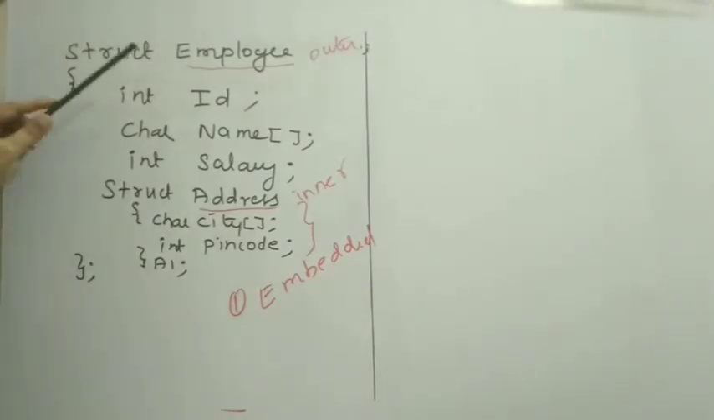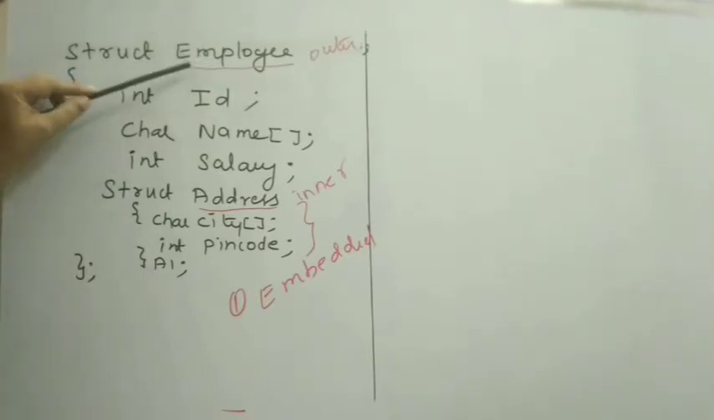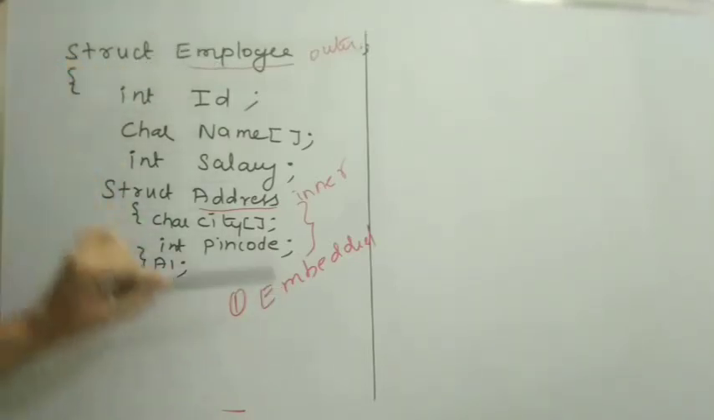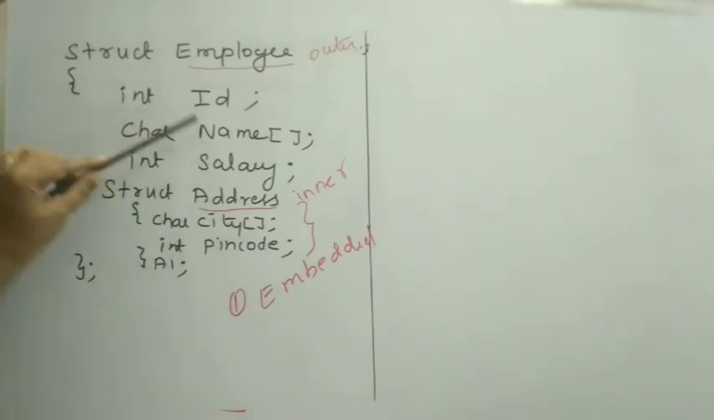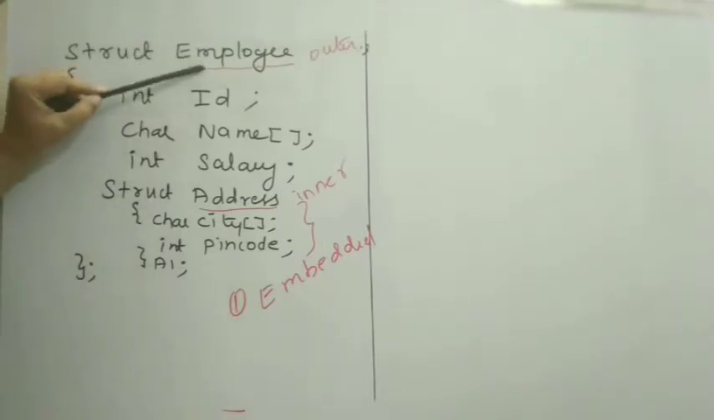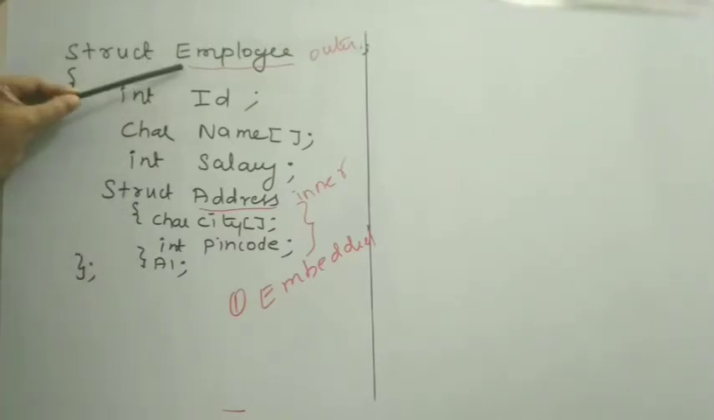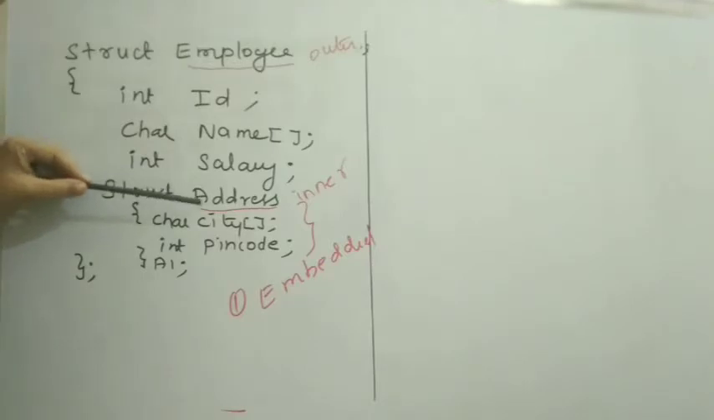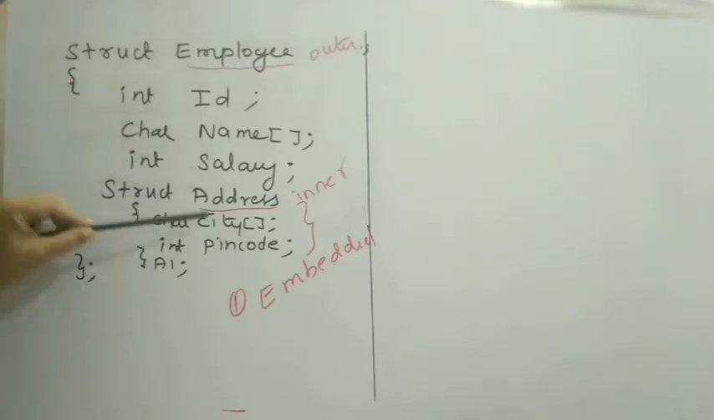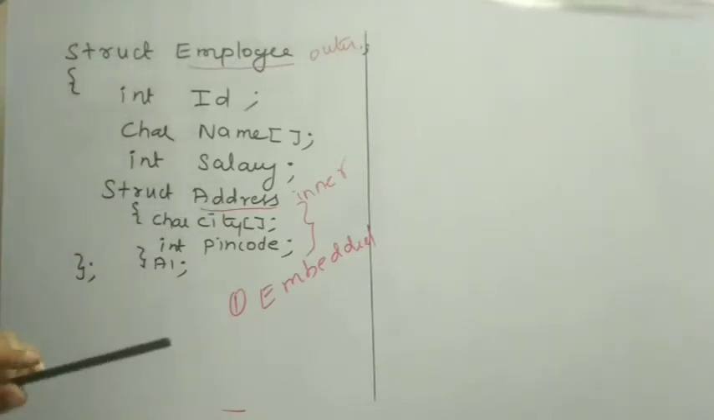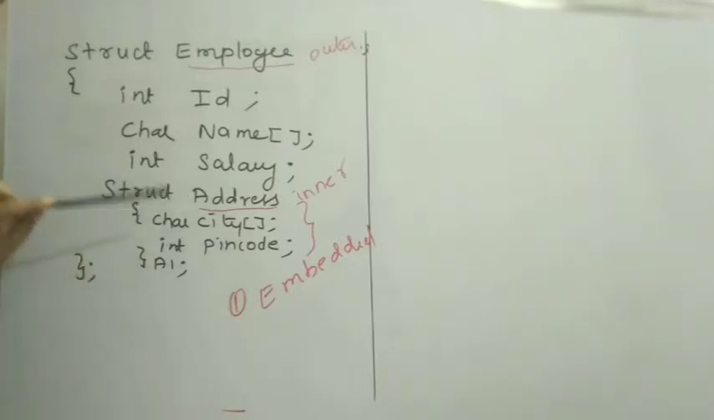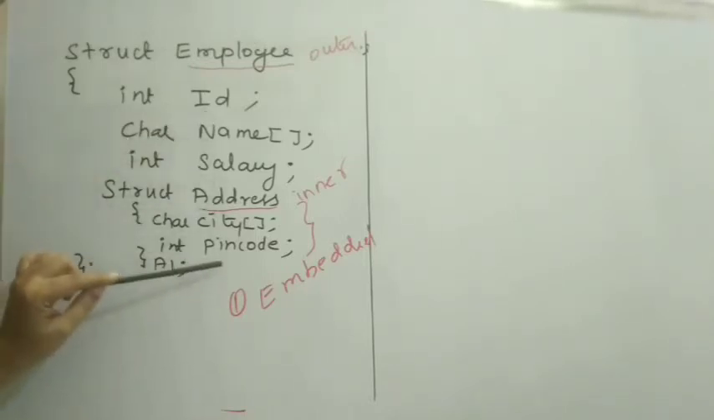Let me explain with an example C program how to define a nested structure using the embedded structure method, and how to access the data members. I have defined an embedded structure called employee. What is an embedded structure? A structure is defined inside another structure as its data member. See here, I have defined the structure address inside another structure employee as its data member. Address is a data member of this employee. So I have used the embedded structure method to define a nested structure. Next I need to write how to access the data members.